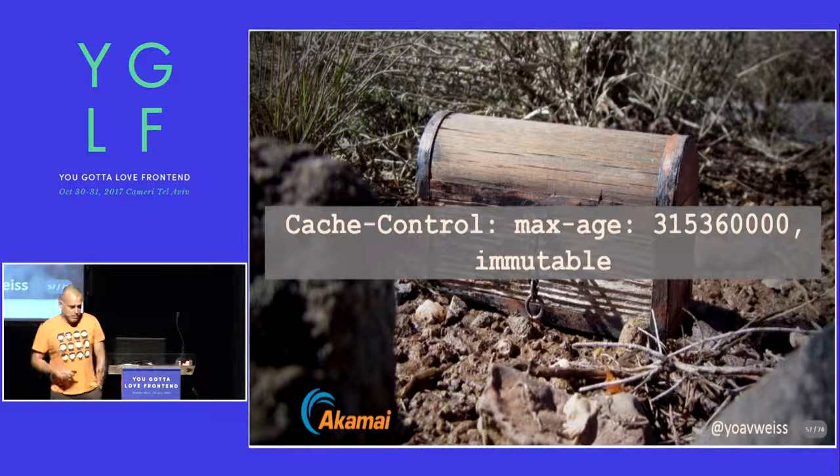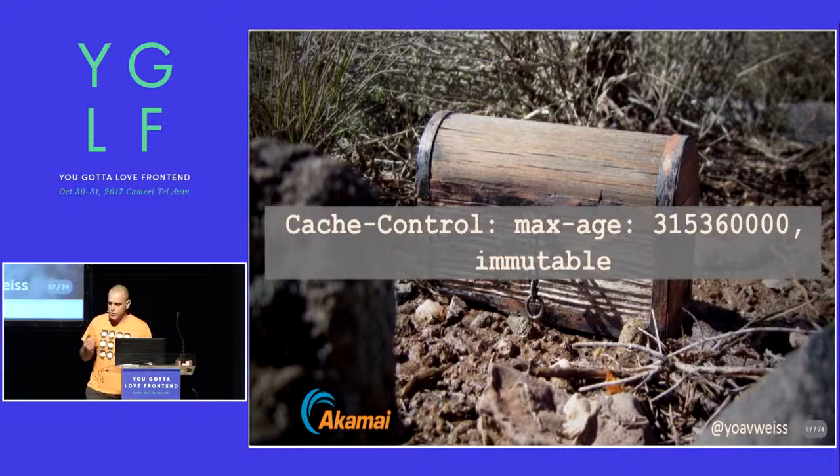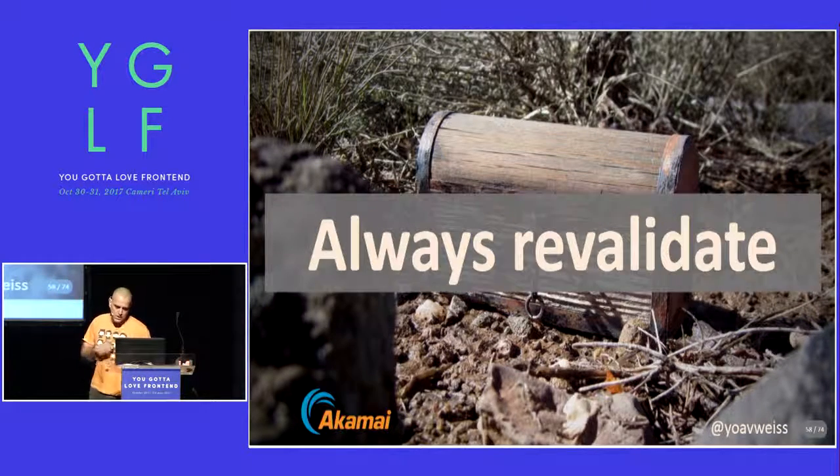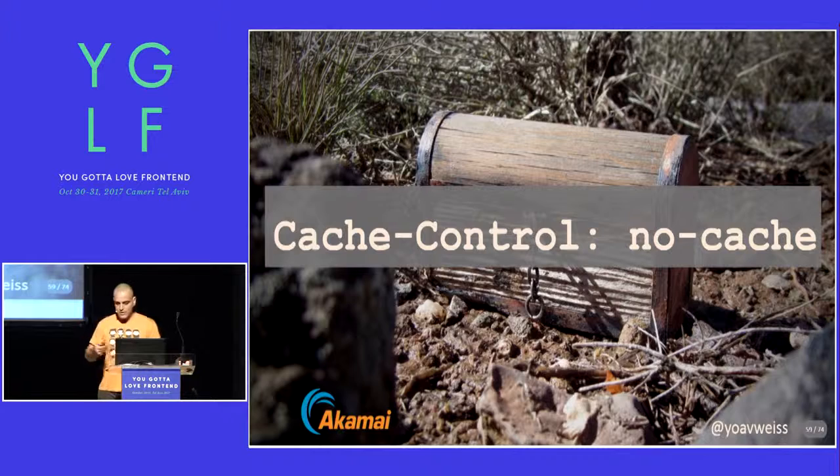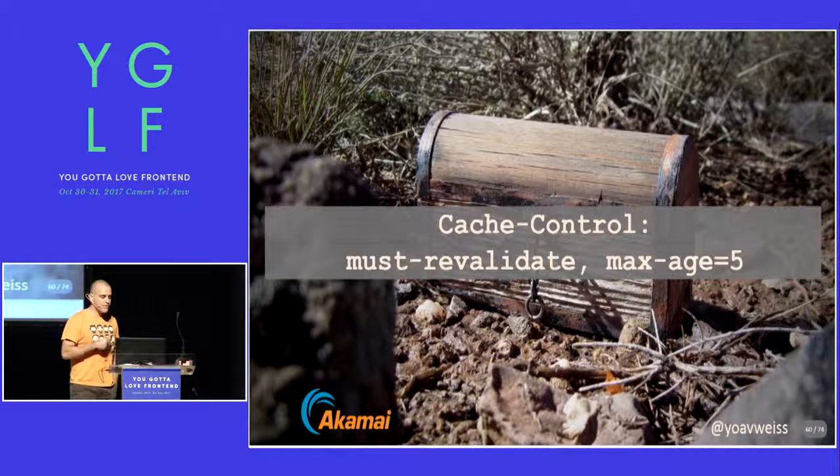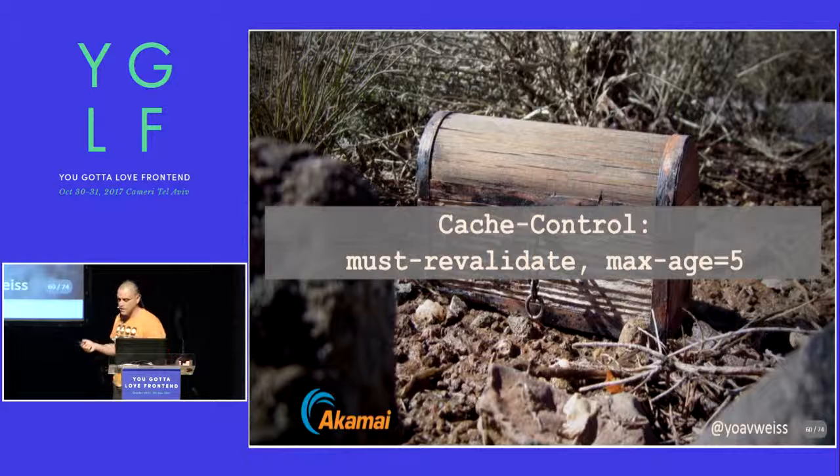The second pattern that you can use for non-static resources, for resources where you cannot change the URL for its references, is to always revalidate that resource. One way to do that is cache control, no cache. A better way to do that is to use a very short max age in the area of seconds and use the must revalidate directive.